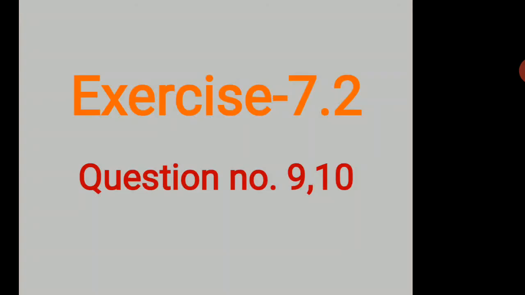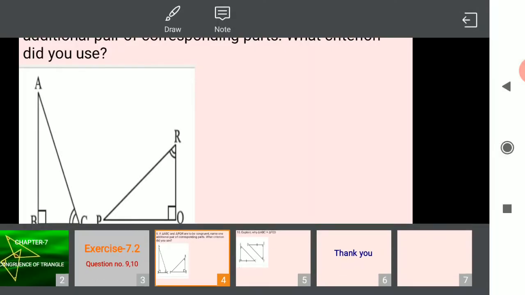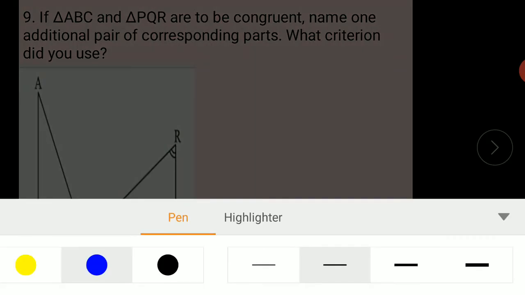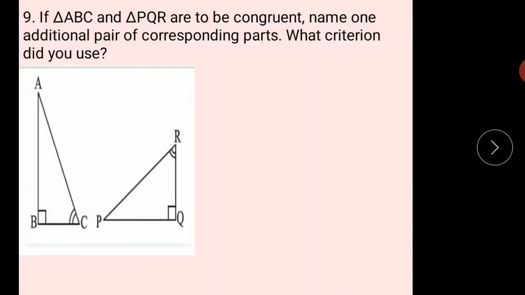Okay, so let me choose the pen. Today I'll choose red pen. So they have said that triangle ABC and triangle PQR. This is triangle ABC, this is triangle PQR. If they are to be congruent, having same shape and size, then name one additional pair of the corresponding parts, because two parts are already given. That is, can you see, angle B is equal to angle Q.